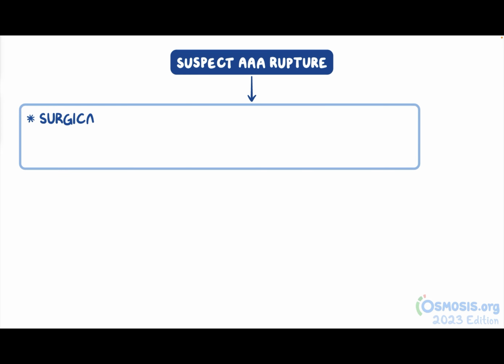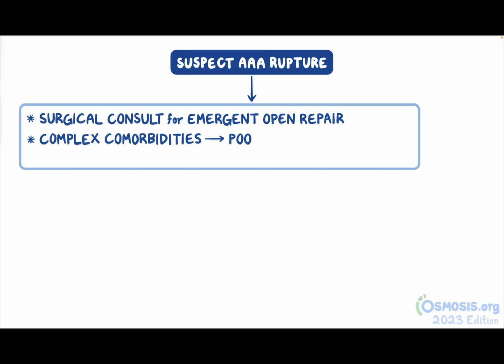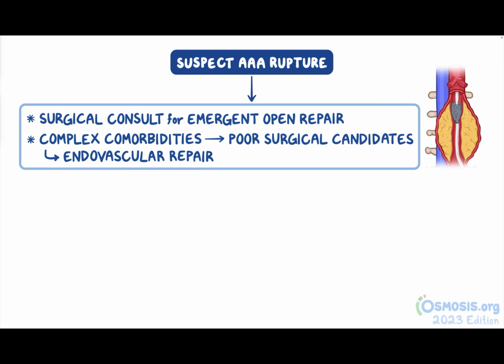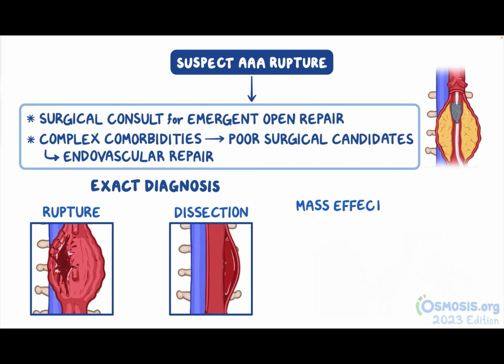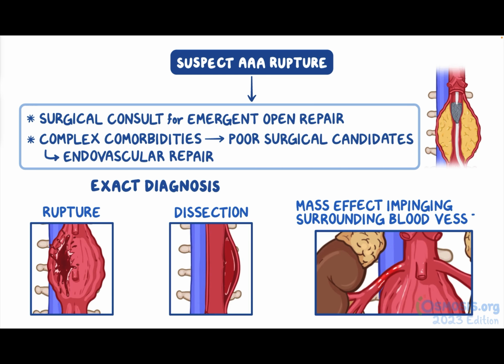Then get a surgical consult for emergent open repair. However, some patients with complex comorbidities might be poor surgical candidates, so you can consider endovascular repair. The exact diagnosis of rupture, dissection, or mass effect impinging upon other surrounding blood vessels will be made intraoperatively.